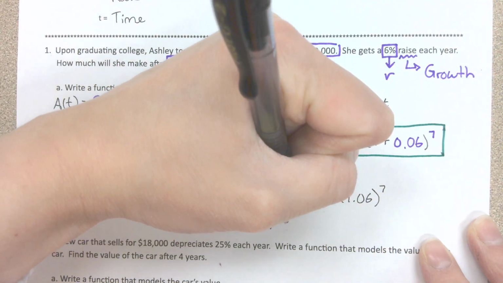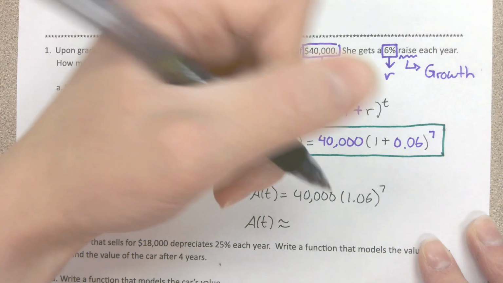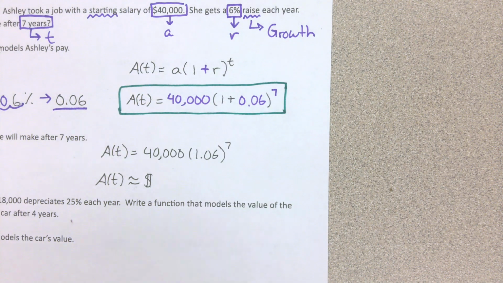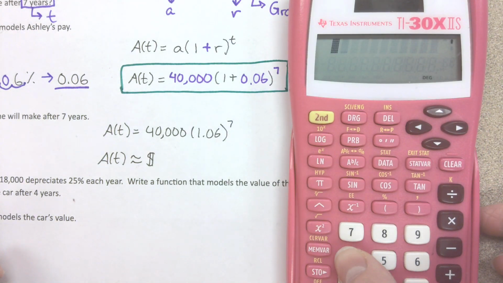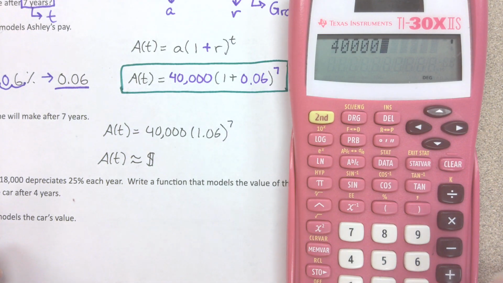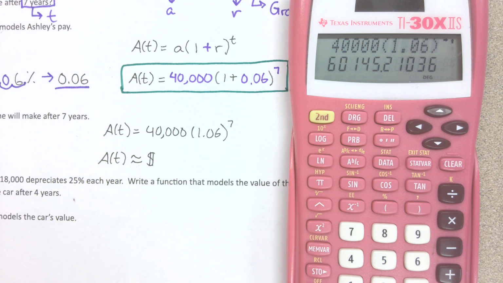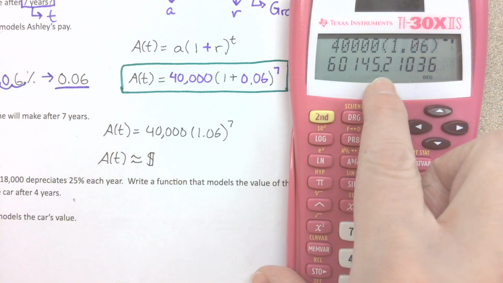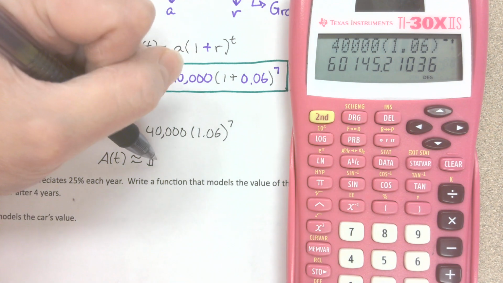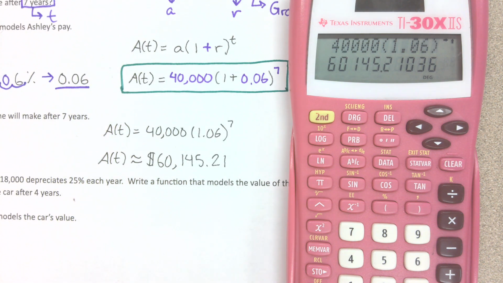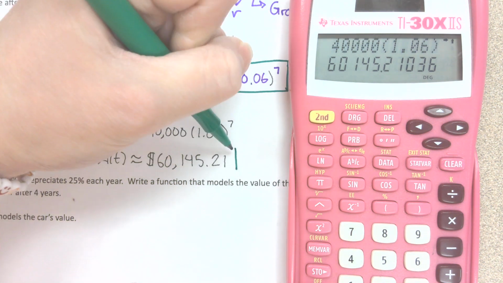And that's obviously going to be a decimal, so I'm going to round. And this is money. I'll go ahead and put my dollar sign in there. Okay, calculator to get the answer. 40,000, that's a 4 with 4 zeros, times 1.06 to the 7th power. And we'll take it out to 2 decimal places. We'll go all the way out to the cents. That is $60,145.21. And that's our answer.